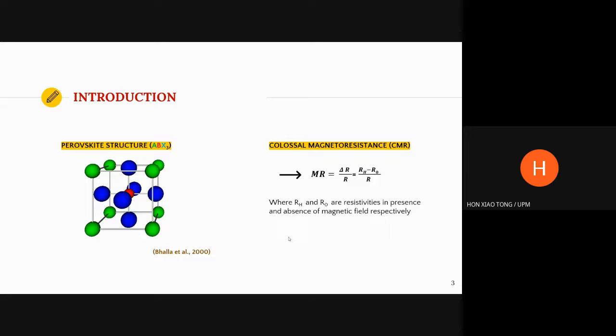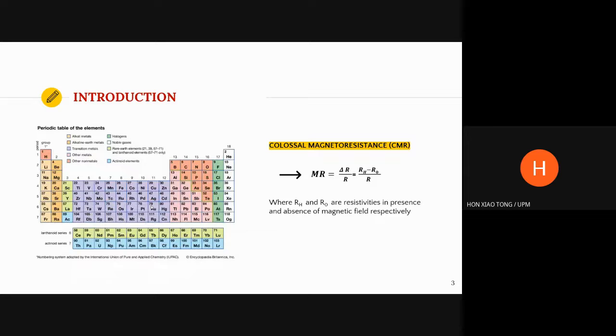With chemical formula of ABO3, manganite are known as perovskite material and the structure is shown in the figure below, where the green color is the A site, which from the periodic table we will pick one of the rare earth element and one of the divalent alkali earth element to form our manganite sample. And in my study, I have chosen the neodymium and strontium to form my manganite sample.